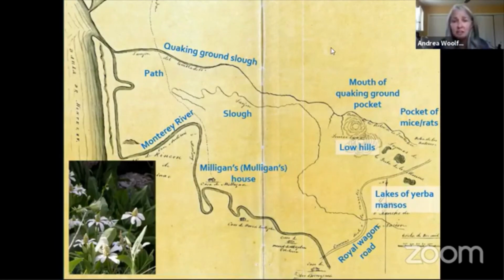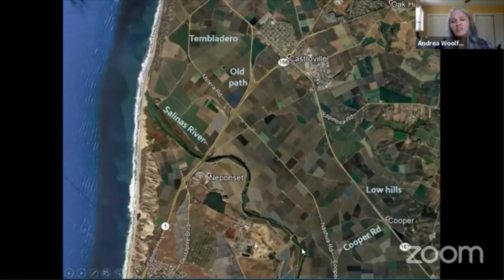All right, so let's take a look at what that looks like today in Google Earth. Of course, the Salinas River still exists. It's straightened out quite a bit. You can see that big oxbow that showed up in the rancho map. It's still evident, but it's not the course of the river anymore. There is still the old Salinas River channel that connects up to Tembladero Slough, which is kind of hard to see, but it runs behind Castroville. The location of that old path is about where Highway 1 is today, which is very interesting.